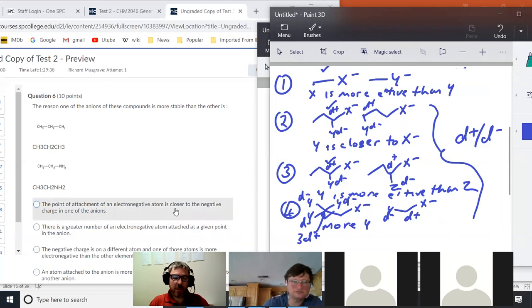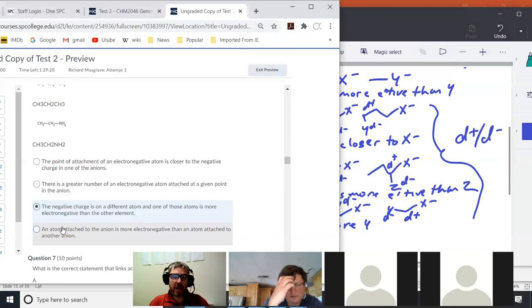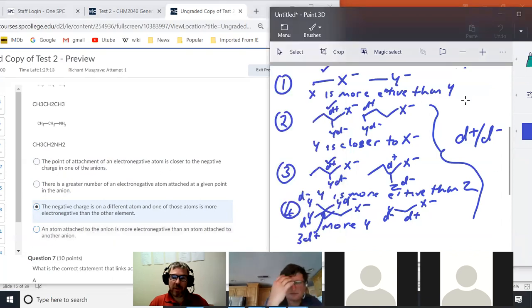Now, "the closer" here, we know that's got to do with scenario 2. "The greater number of electronegative atoms," that's got to do with scenario 4. "The negative charge is on a different atom, and one of those atoms is more electronegative than the other element." That's got to do with scenario 1, so that would be the answer. "An atom attached to the anion is more electronegative than an atom attached to another anion." That would be more to do with scenario 3. So the answer to this one would be the third answer.